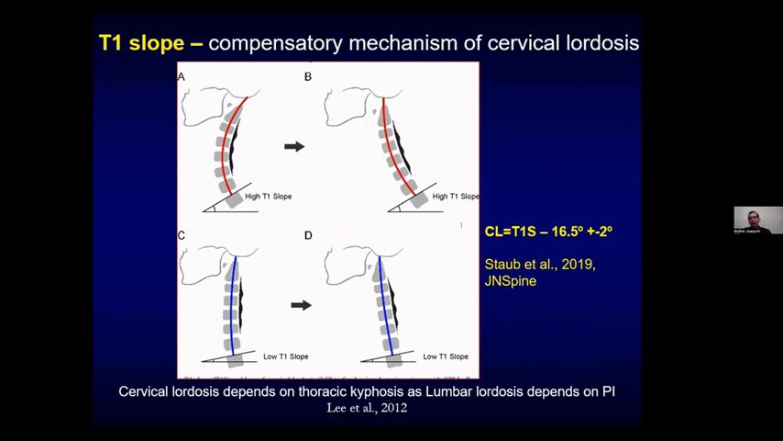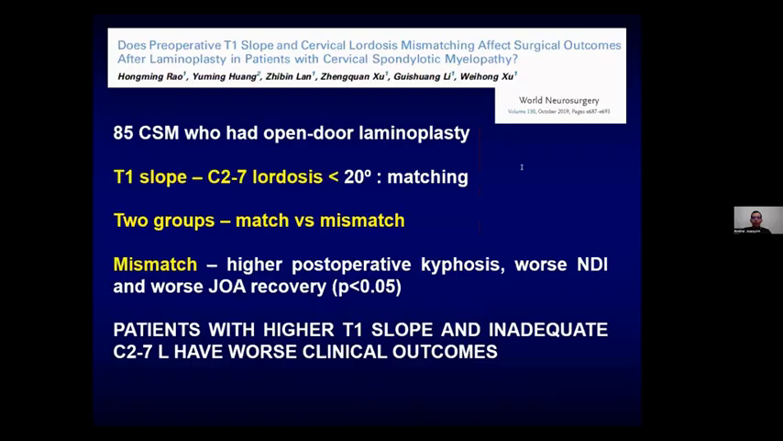There are many mathematic schemes in the literature to attest this, and I'm going to talk about only 2 papers that evaluated the outcome of patients. If you have a T1 slope minus C2-C7 lordosis less than 20 degrees, it matches. What does it mean, it matches? This patient is balanced.